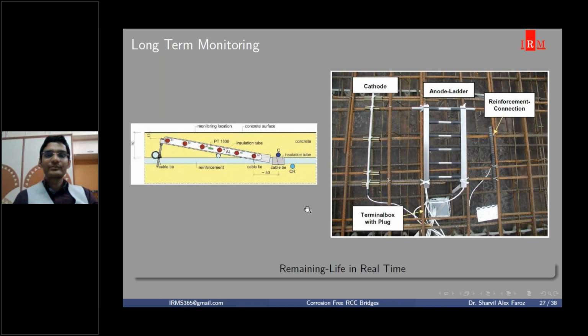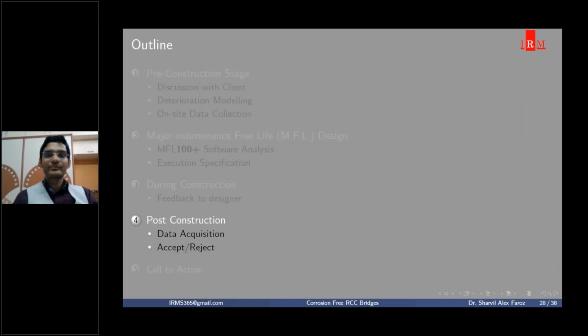Then if the client demands, we could also do long-term monitoring of the chloride ingress into our concrete structures through this kind of monitoring system. And this can provide us the remaining useful life, or the lifetime of the viaduct, in real time. So this can be provided if the client wishes, or if the client wants to know really what is the performance of the viaduct with each passing year. In that case, it is really helpful to the client to have monitoring to track the performance of their viaduct.